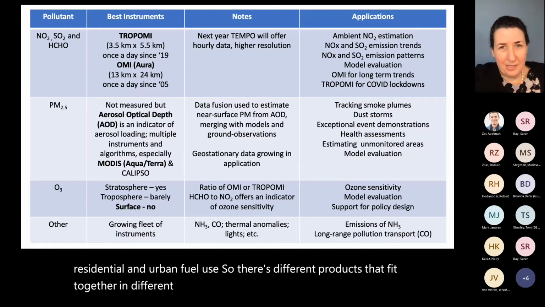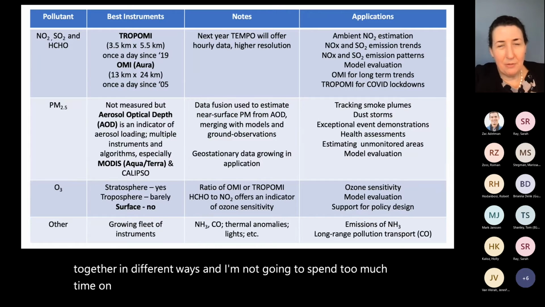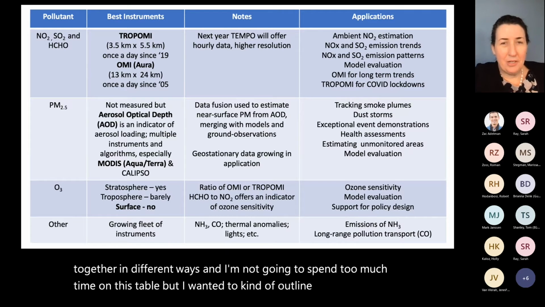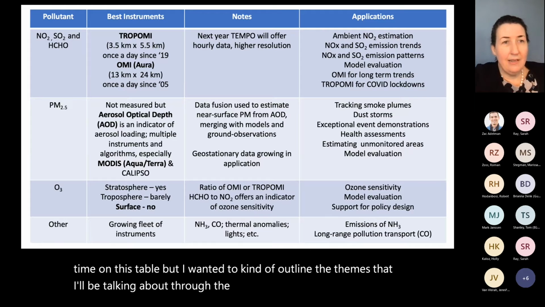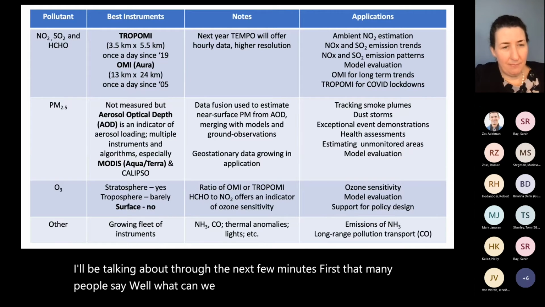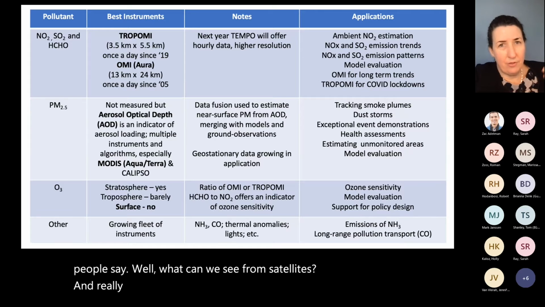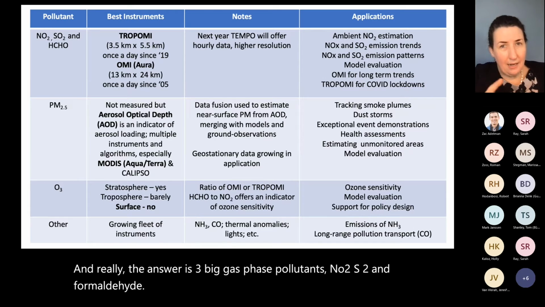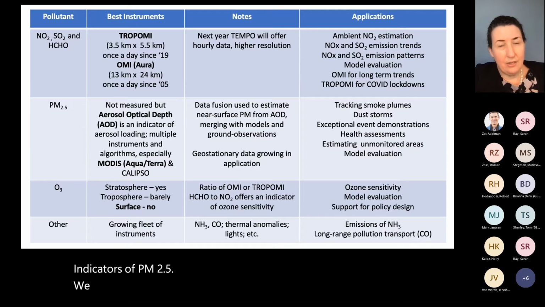I'm not going to spend too much time on this table, but I wanted to outline the themes that I'll be talking about through the next few minutes. First, many people ask, what can we see from satellites? And really the answer is three big gas phase pollutants, NO2, SO2, and formaldehyde, and indicators of PM 2.5. We cannot see ground surface ozone, but we can see stratospheric ozone.